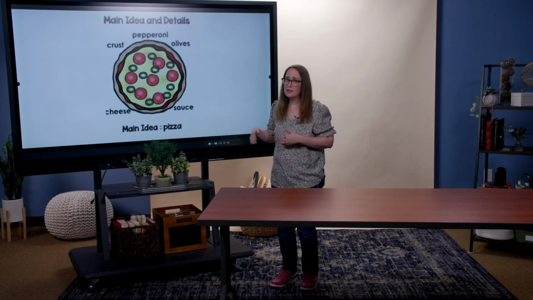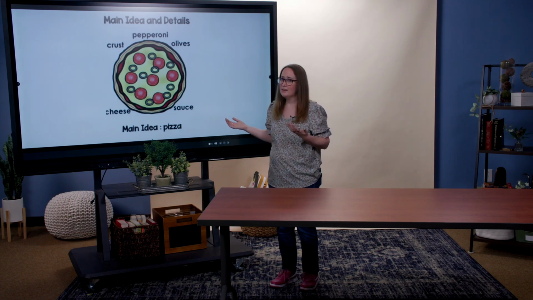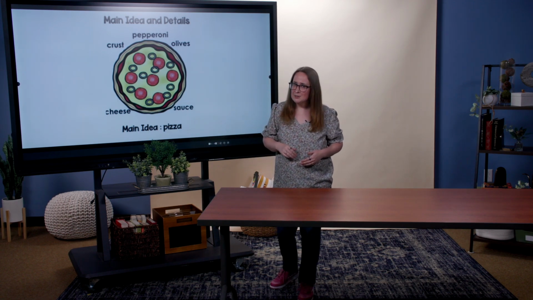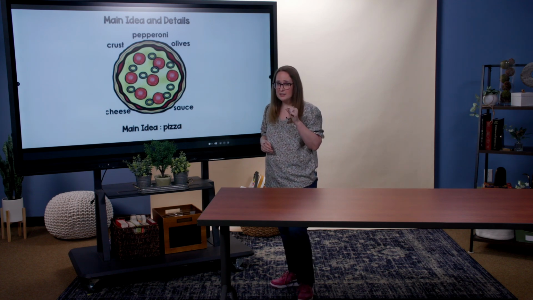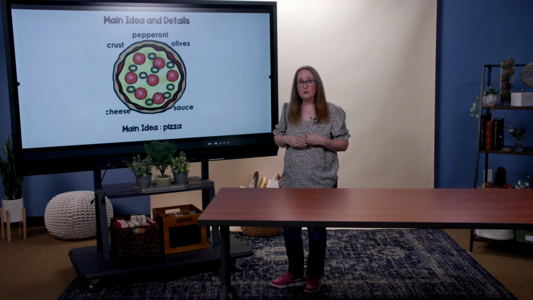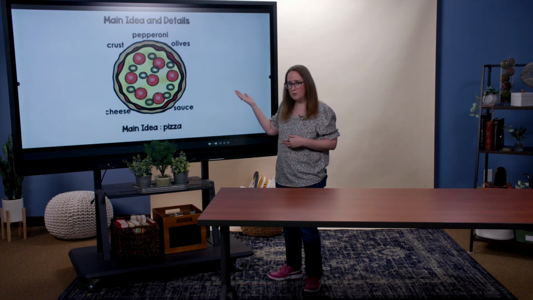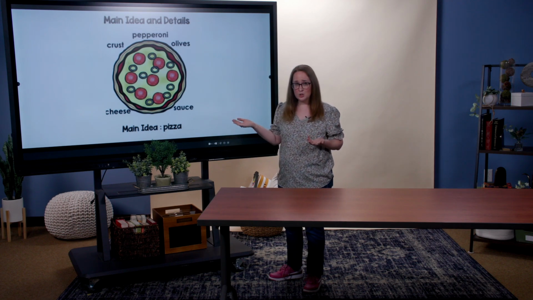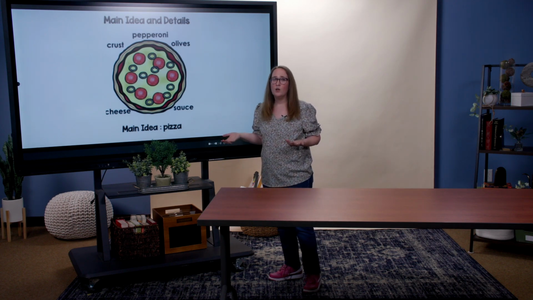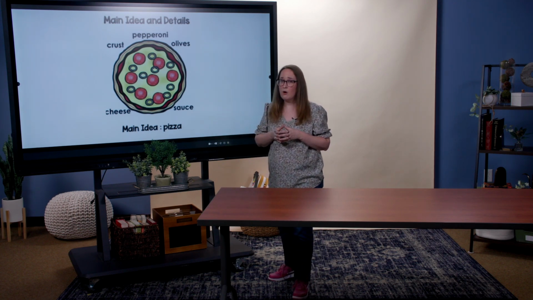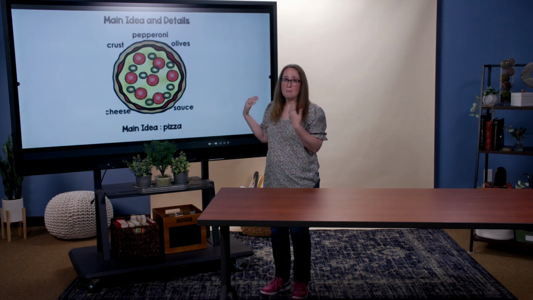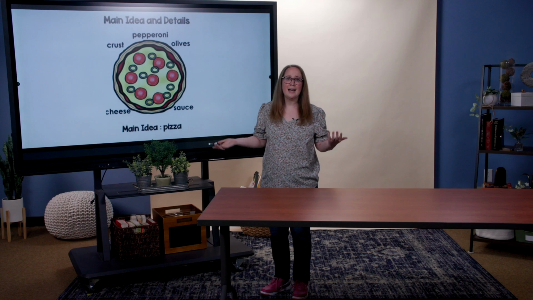Here we have a pizza, but how do we know it's a pizza? You look at the details. You look at the little things that will show you the big picture. The little things or the details are pepperoni, crust, olives, cheese, and sauce. When you put all those ingredients or all those details together, you get a pizza, or your main idea.